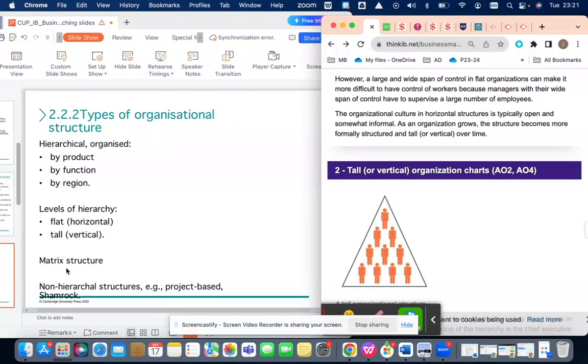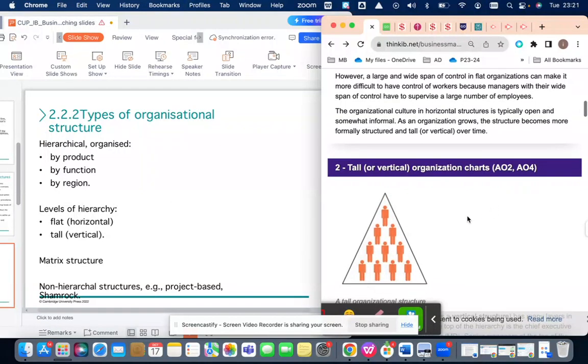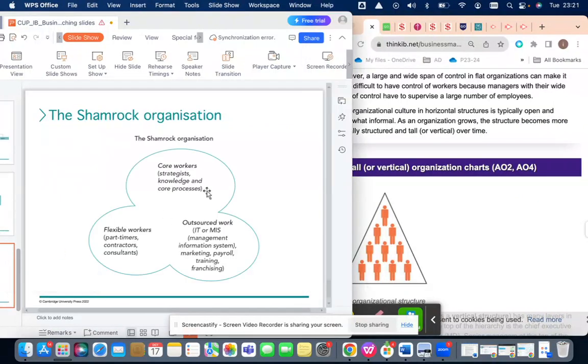We covered matrix structure in the previous lesson, so we're not going to go over that again. But we will go to the Shamrock structure, which is just on the right here. So, Shamrock organization, you have core workers and you have outsourced work, which is getting other companies to do it, and you have flexible workers. So, it's no real structure.